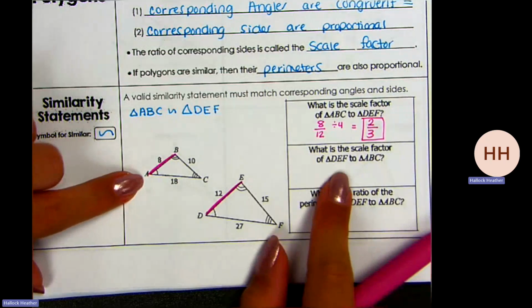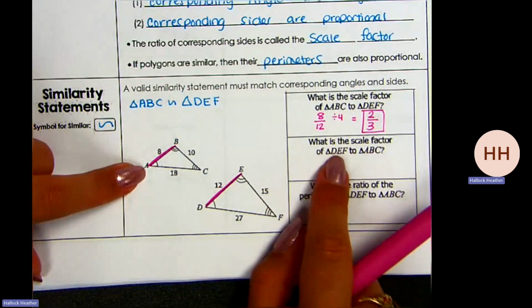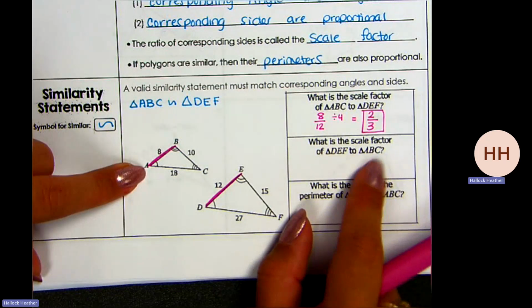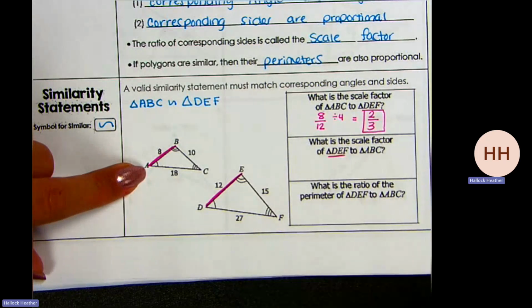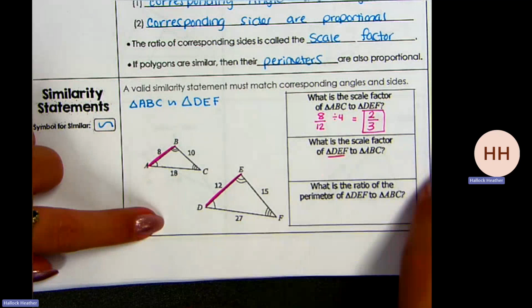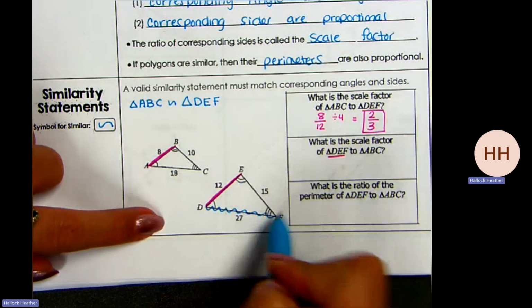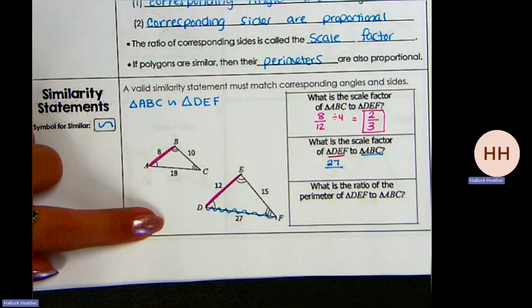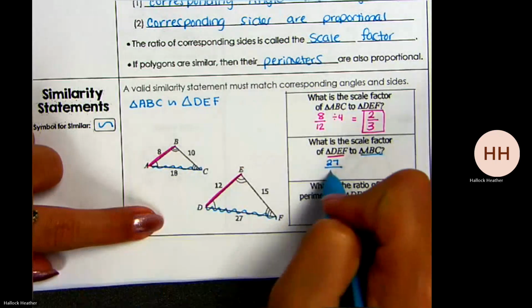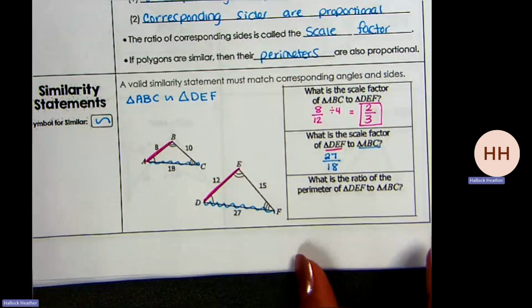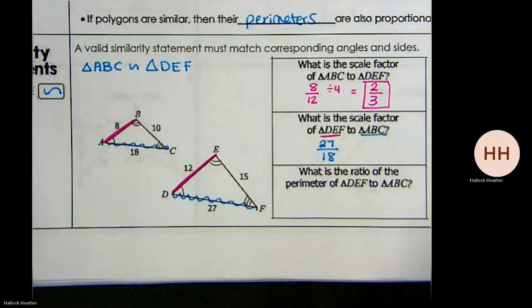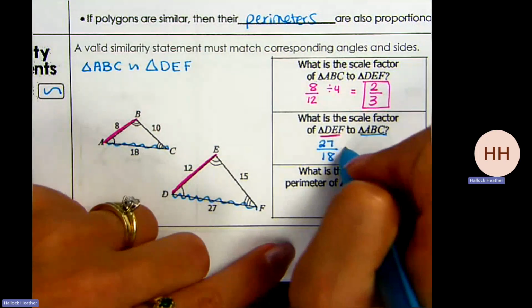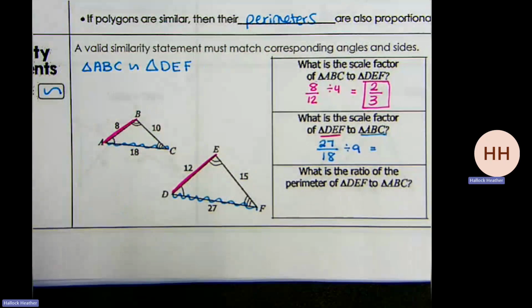We're going to do the same thing, but the opposite way. It says, what is the scale factor from DEF to ABC? So if I start with DEF first, that's going to be the top number. Let's use, I don't know, 27. So 27 divided by something on ABC. What matches with 27? 18. What goes into 27 and also goes into 18? 9. So if I divide both of these by 9, what is that going to reduce to?